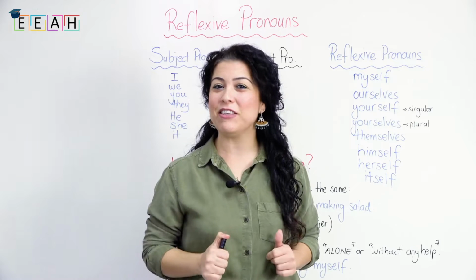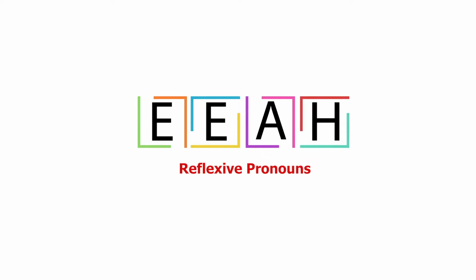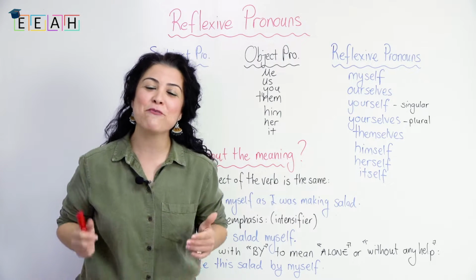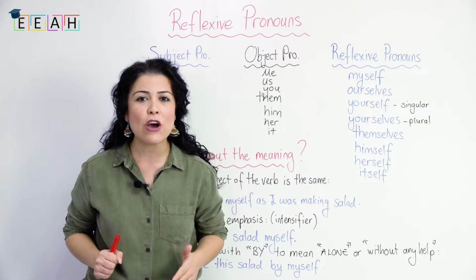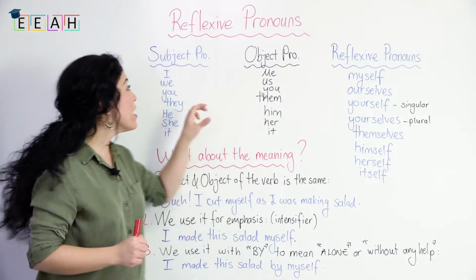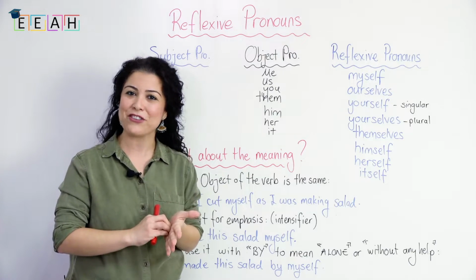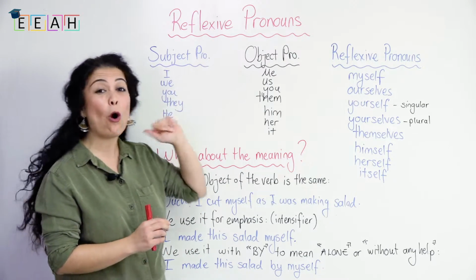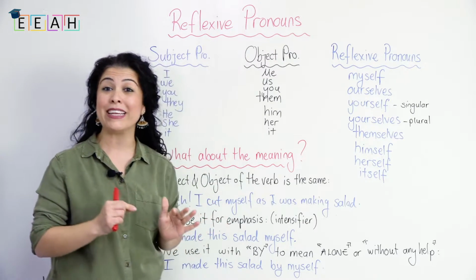Today, I'm gonna teach you how to use reflexive pronouns. Reflexive pronouns, that's what we're gonna focus on today. But let's start by remembering the subject and object pronouns. We use subject pronouns to refer to the person doing the action. And we use object pronouns to refer to the person affected by the action.